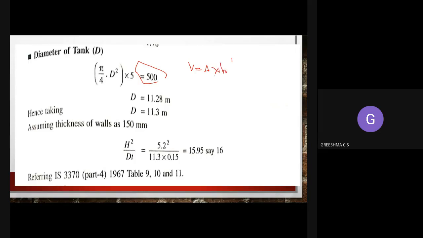The area of a circular water tank is equal to pi by 4 into d square. H is the height of the water, which is 5 meters. If you substitute, you get pi by 4 into d square into 5 is equal to 500, and from this equation you get d as 11.28 meters. You can approximate it to 11.3 meters. So the diameter of the tank that you are going to provide is 11.3 meters. Okay, write down fast.